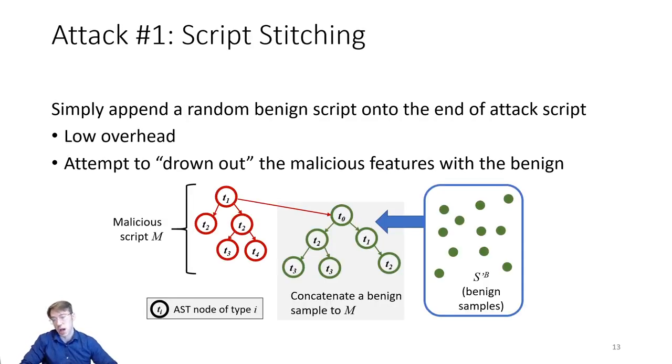The script stitching attack is quite simple and relies on the intuition that the malicious script is comparatively small compared to a benign script. The attack proceeds by simply taking a random benign script, which was collected during reconnaissance, and appending it to the malicious script. The intuition is that the features of the benign script are expected to drown out or overwhelm the details of the malicious script, and thus cause classification, especially classification which is feature vector based, to ignore the malicious perturbation.